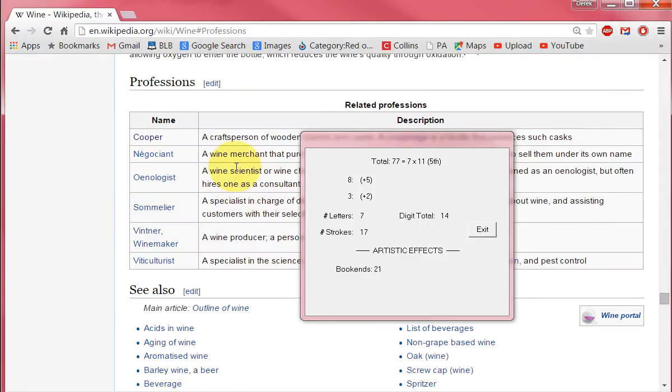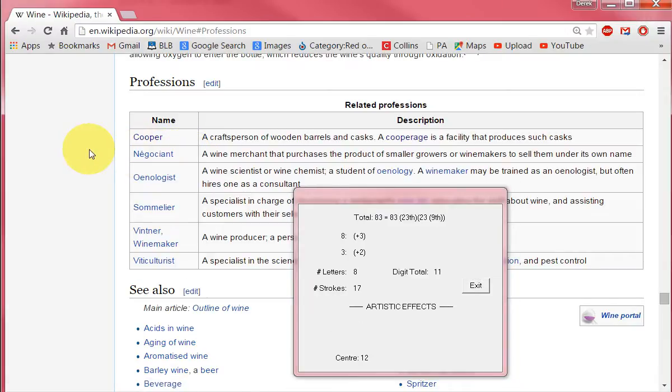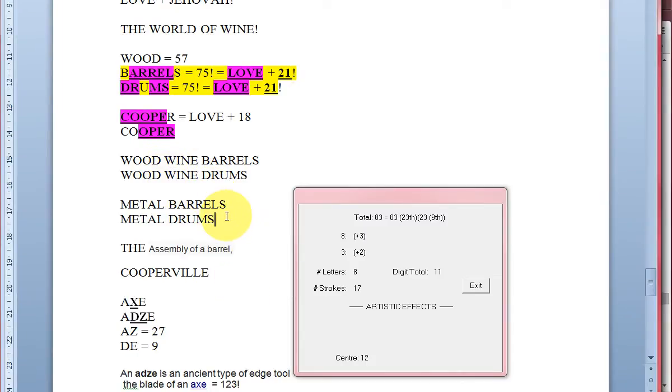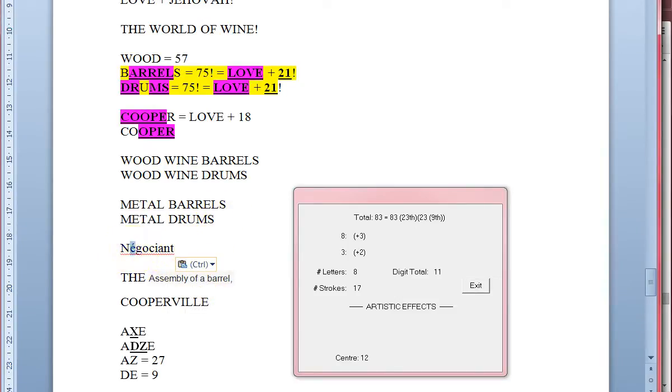Okay, who else? A wine merchant that purchases wine as a product of smaller growers or winemakers to sell them under its own name. Well, that's not as important as the other ones, but let's just get it on the table. Well, there's a nice 88. Threes in there.